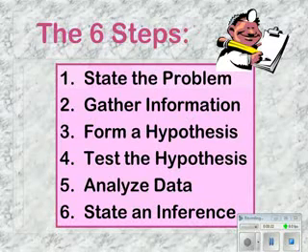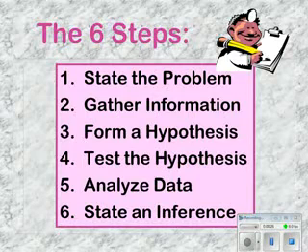Number 1, state the problem. You're going to decide what it is that you want to figure out in your experiment. Number 2, gather information. You have to do some research about whatever your experiment's going to be about. Number 3, form a hypothesis, saying what you think is going to happen when you actually do your experiment. Number 4, testing the hypothesis. What is actually going on in the experiment? You're going to put to the test your hypothesis.